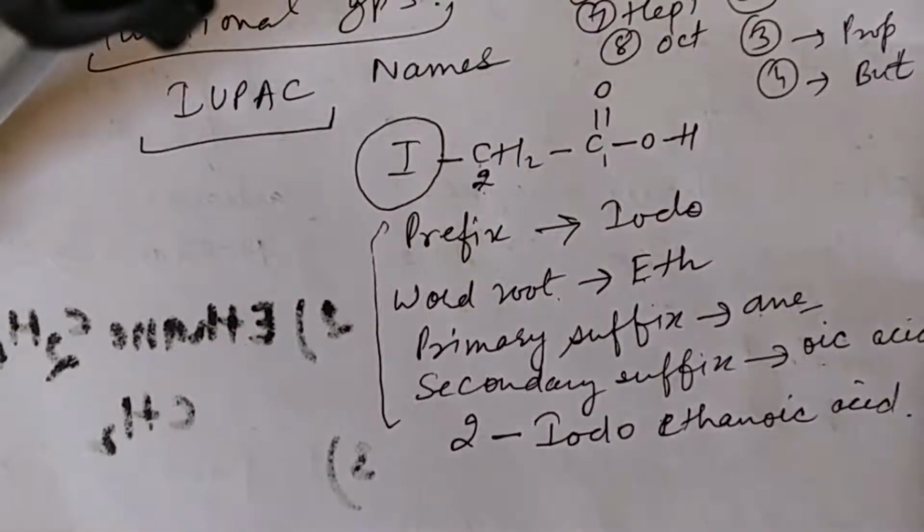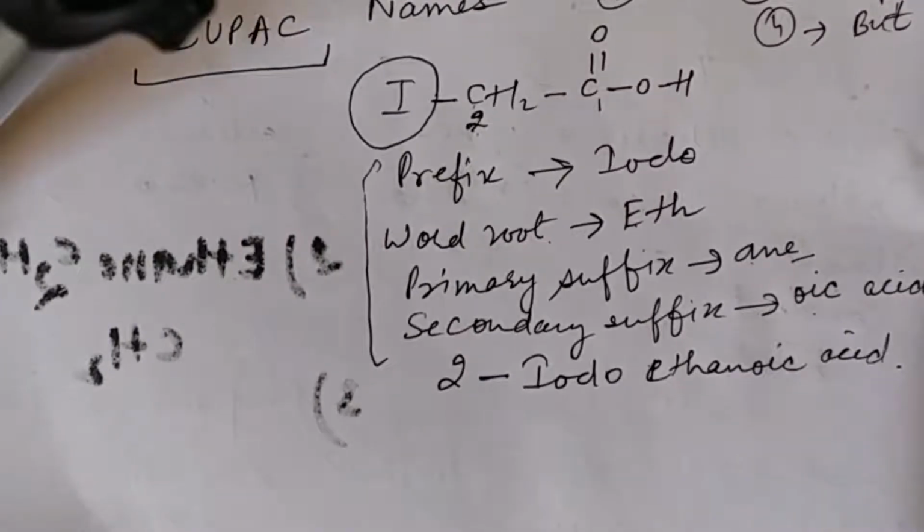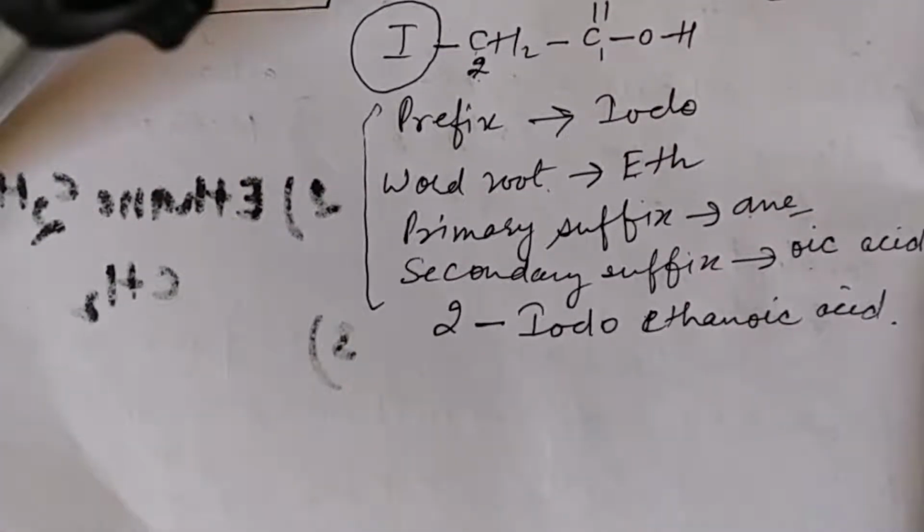We will try to write a number of examples, different examples, so that you are clear with the concept of IUPAC naming of an organic compound, because it is very important in organic chemistry to understand the nomenclature of organic compounds, or the naming of organic compounds with the help of IUPAC nomenclature.